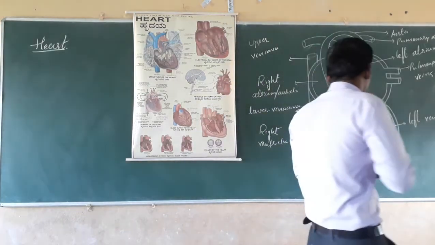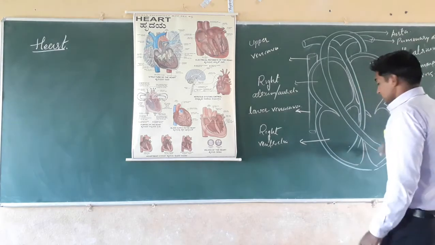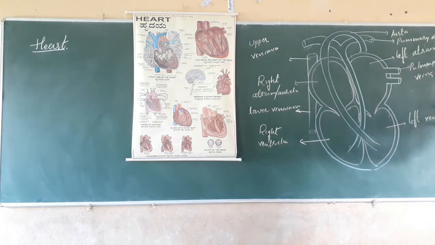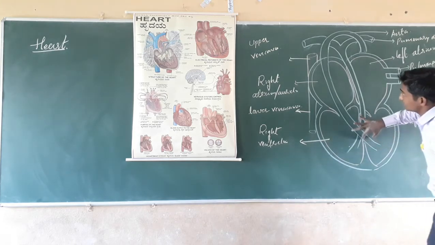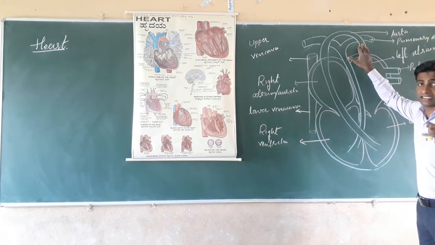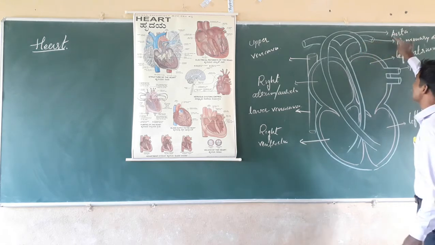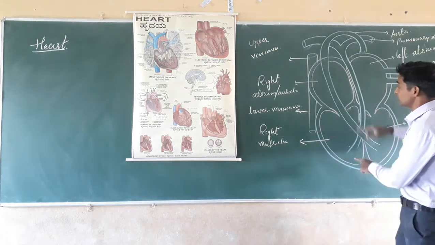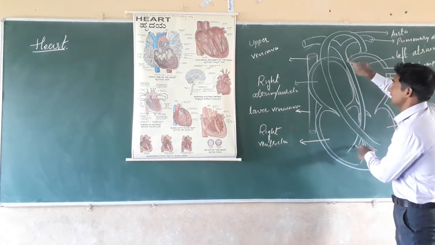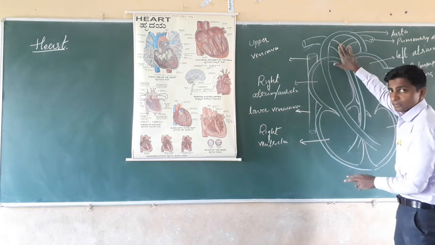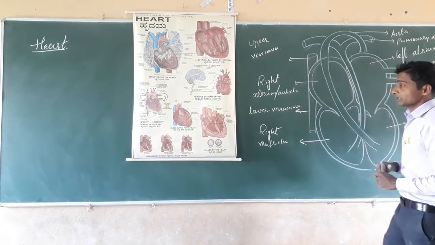Yes. Next, dear students, a blood vessel originates from the left ventricle. The blood vessel which originates from the left ventricle is called the aorta. That is the largest artery. Which one is the largest artery? That is the aorta, which originates from the left ventricle. Next, one more blood vessel arises from the right ventricle, that is the pulmonary artery. These are the blood vessels.